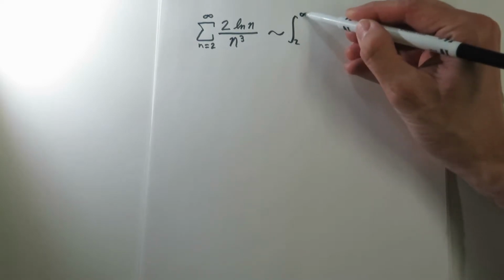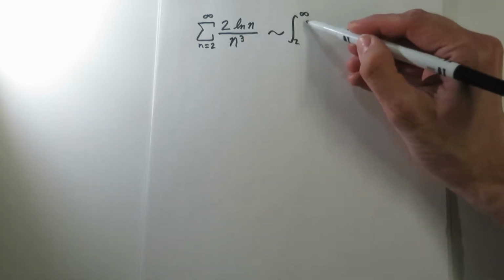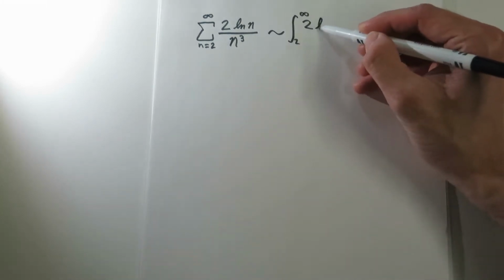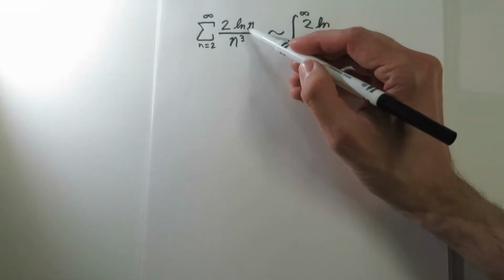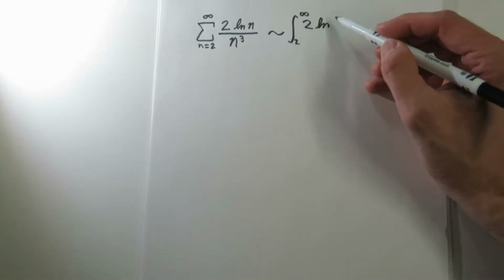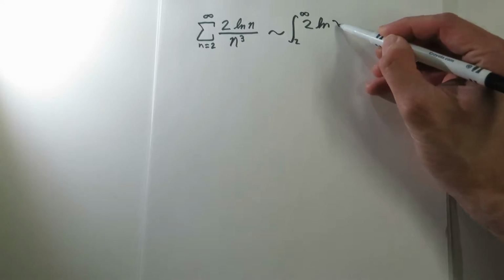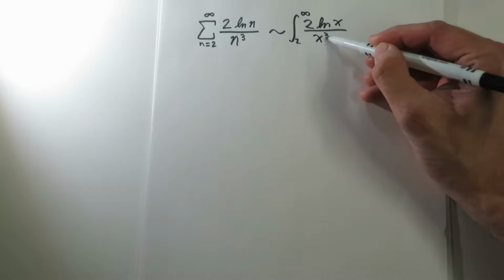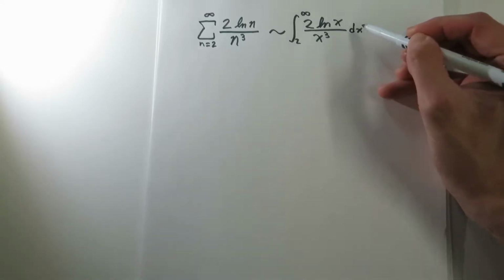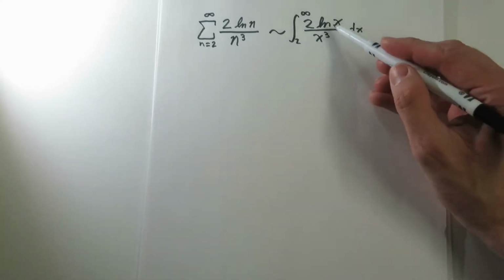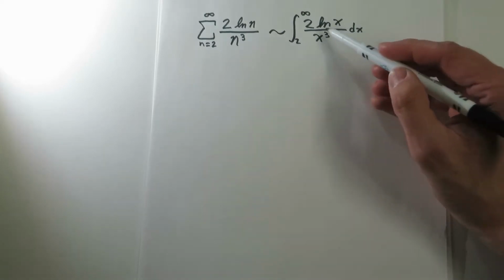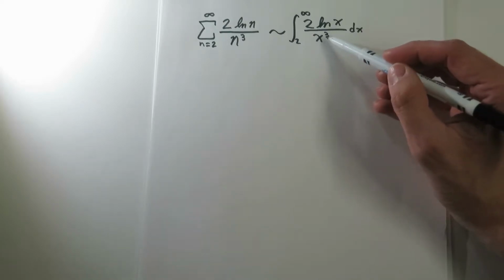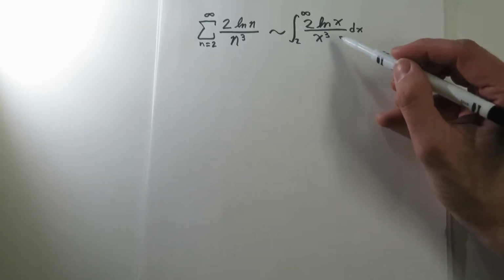from 2 to infinity of, just pattern match here, 2 times ln, and now everywhere where we have an n, we're just going to put an x there. Ln of x over x cubed dx. And now, because we have our ln of x and we have at least one x down here in our denominator, we can use u substitution.